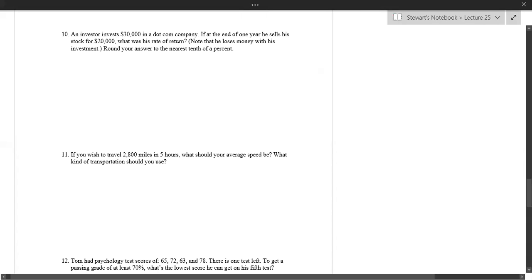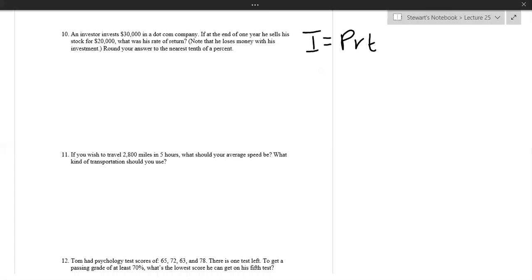Okay, so this is a kind of a similar problem. It's not quite as explicit as the last one. It's a similar problem to the last one that dealt with these. So we're going to be using the same formula. Okay, so the time again is 1 year. We don't know what the rate is. It's asking us what the rate is.